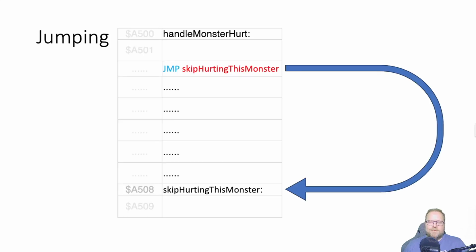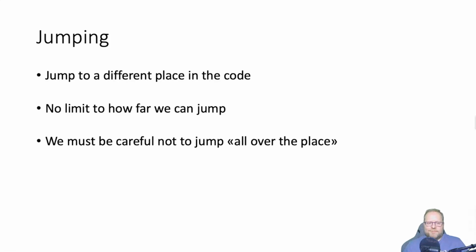So if we want to get a little technical, basically jumping means jumping to a different part of the memory. Maybe a little complex way of thinking about it, but that's what happens. You're just jumping to a different place in the code. And there's no limit to how far we can jump in the code. We can jump anywhere we want in the code.